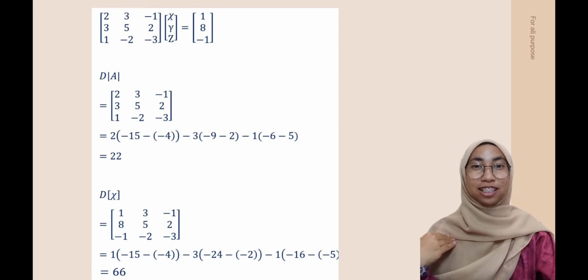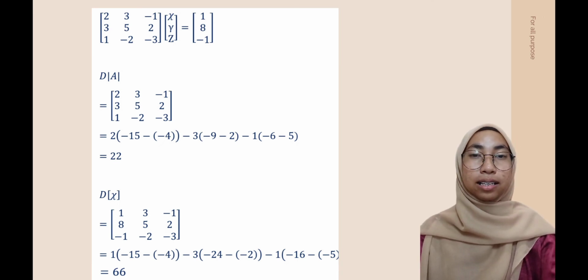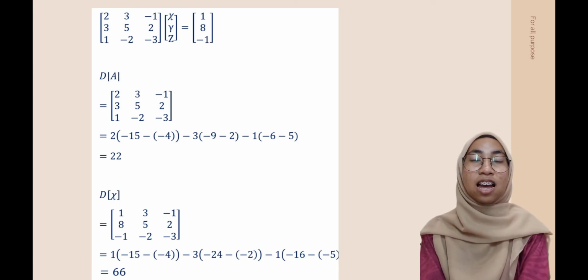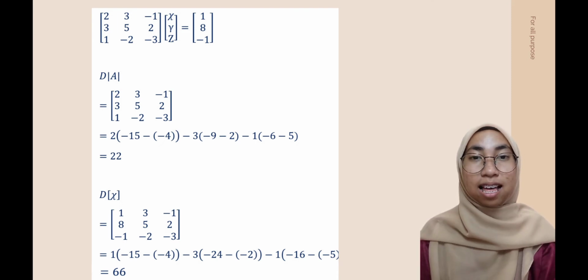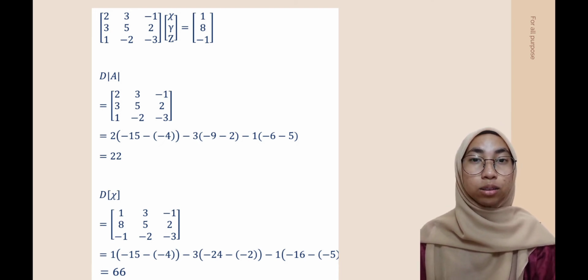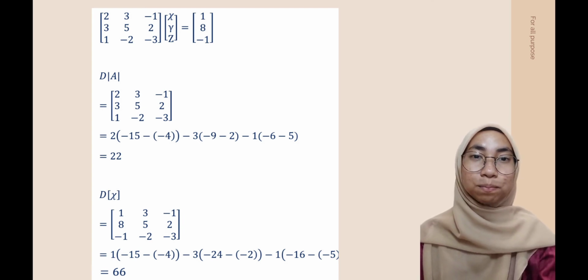Then we go to the next number, which is 3. On top of the 3 we put negative, so we put negative 3. Then we close the horizontal and vertical line, which is 5, negative 2, 3, and then we close the 2, 3, and negative 1. Then we got 3, 1, and 2, negative 3. Then we cross multiply 3 times negative 3, which is negative 9, and 2 times 1, the answer is 2. So negative 9 minus 2.